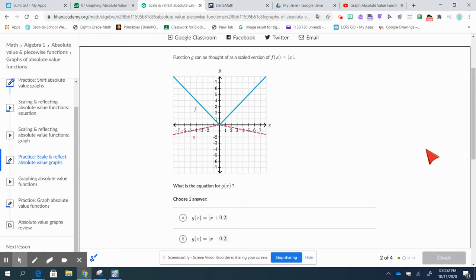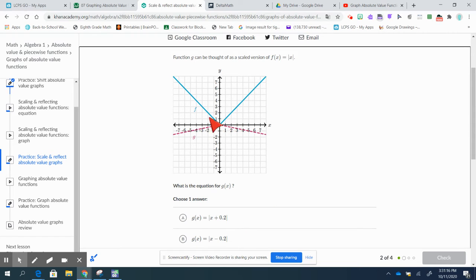Hi everyone, this video is going to go over some of the Khan Academy. This one is, we just did the graphing with the Desmos. So this one is the scale and reflect, where we have an equation up here, and then we have two graphs, and we need to figure out which equation the graph is showing.